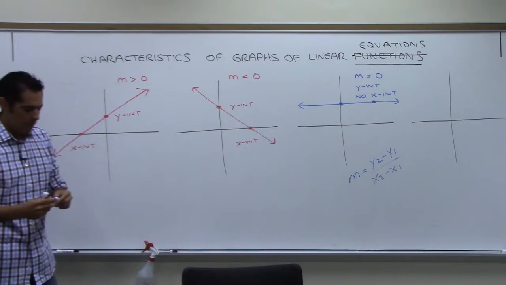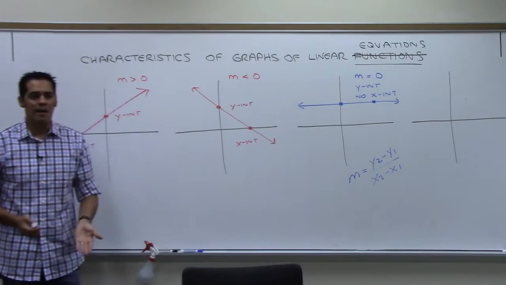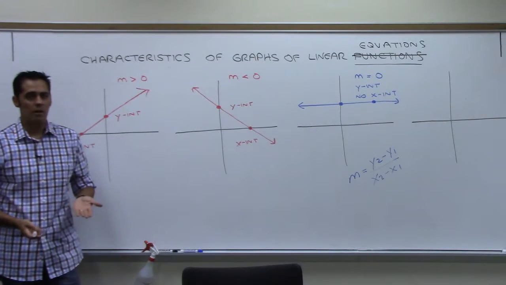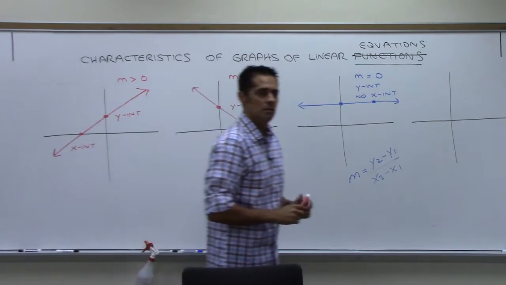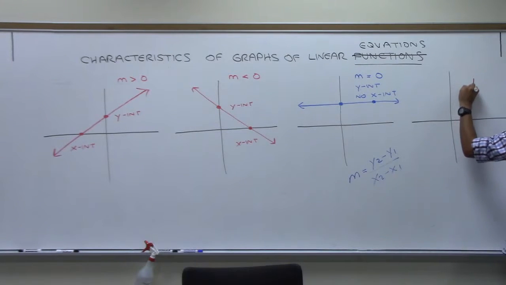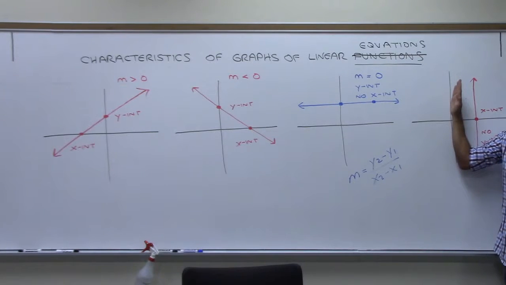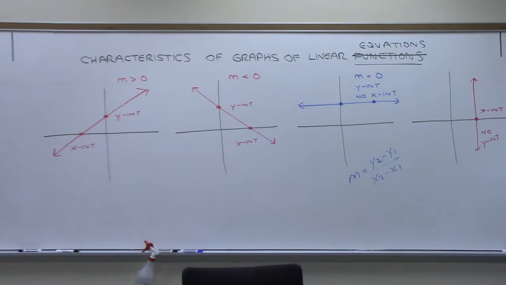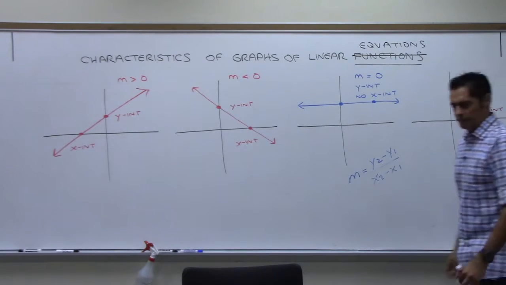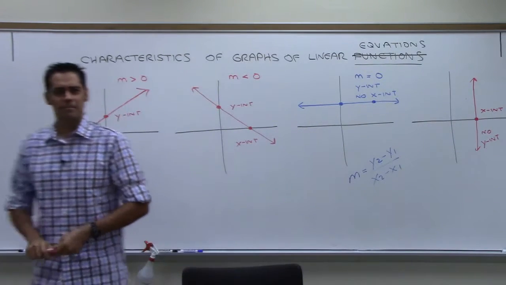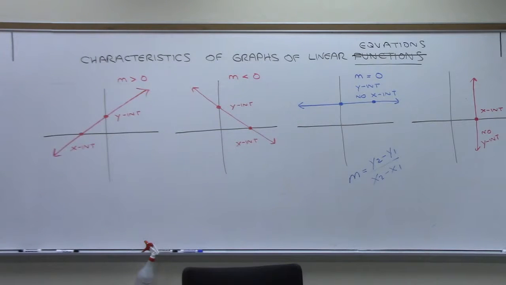Is it possible to have no y-intercepts? How? Vertical line, right? So what if I draw a vertical line like this? It's going to hit the x-axis. It'll have no y-intercept, unless what? I put it on top of the y-axis, right? What would the slope of this line be? It's an interesting question.